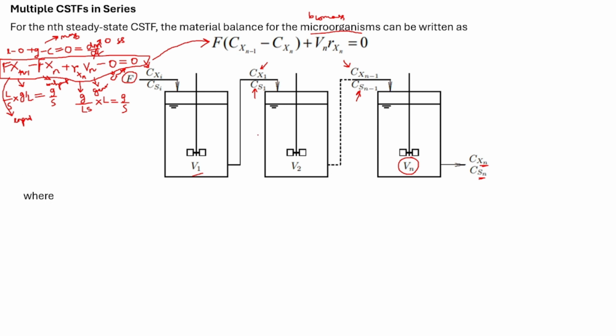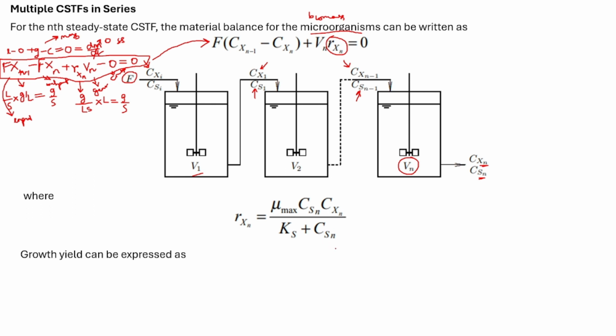Now I will explain this rate equation, that rate expression. This rate expression is taken to be the Monod model. So R xn is mu max, which is the maximum specific growth rate, times the concentration of the substrate in the outlet stream multiplied by the concentration of the biomass in the outlet stream divided by the Monod constant Ks plus concentration of substrate in the outlet stream. And the growth yield or the yield coefficient, which I have already talked about in my previous lectures also. So YXS is written as the final biomass concentration minus initial biomass concentration divided by the initial substrate concentration minus the final substrate concentration.